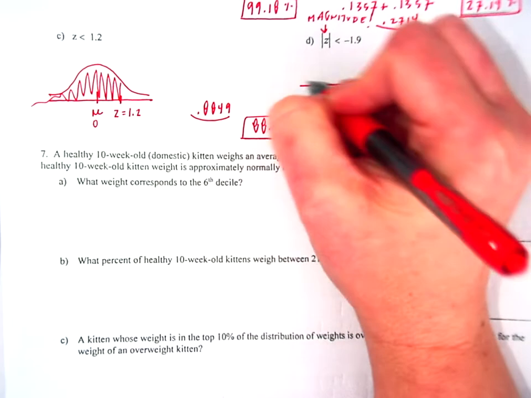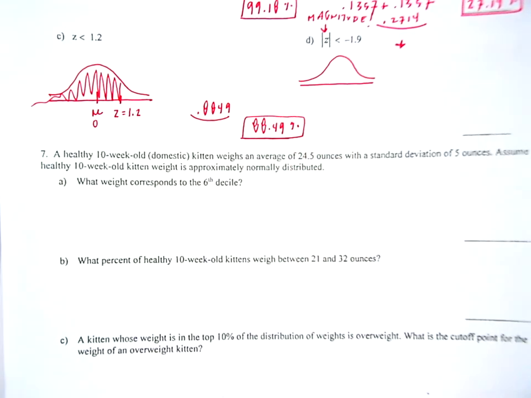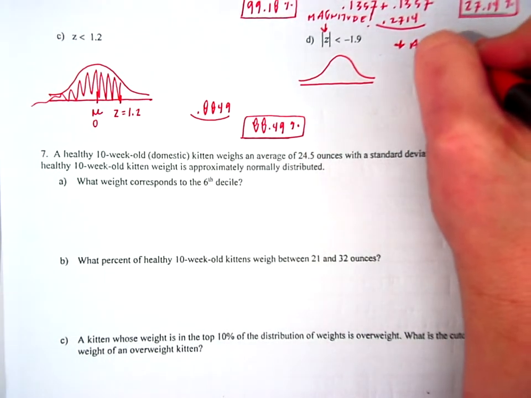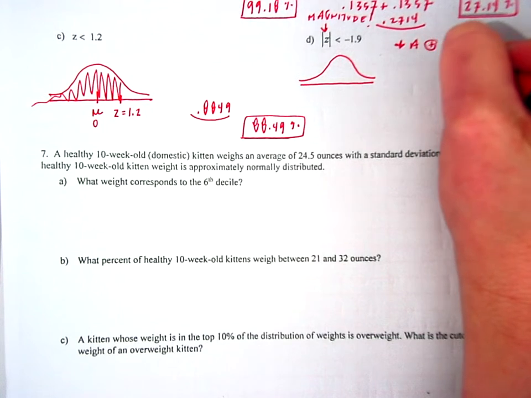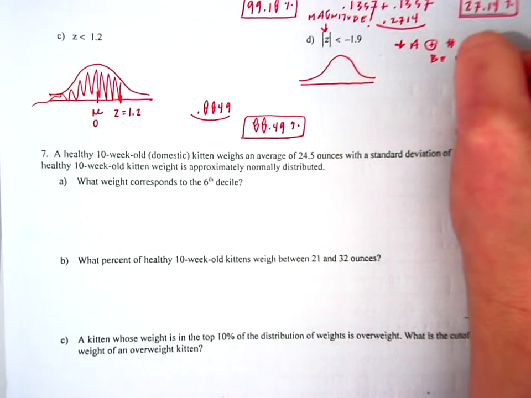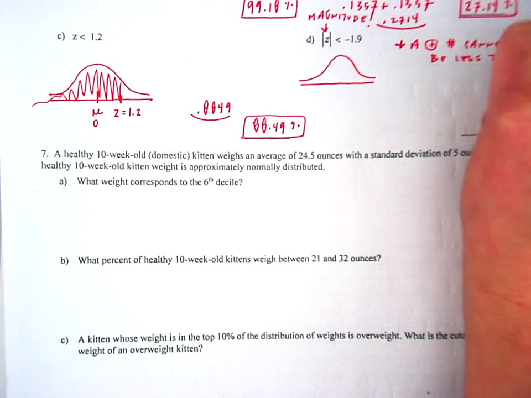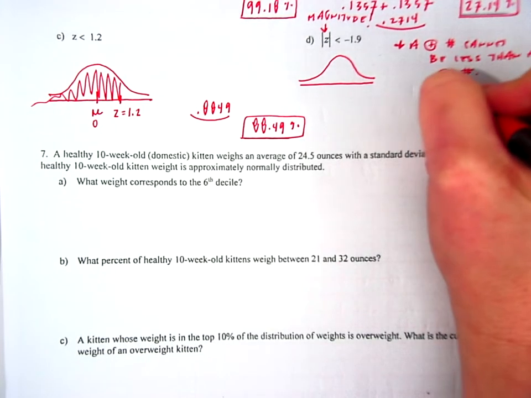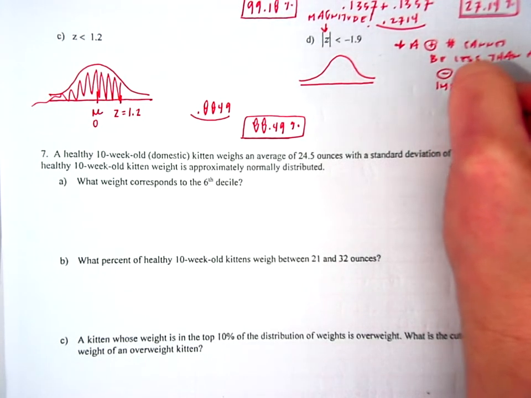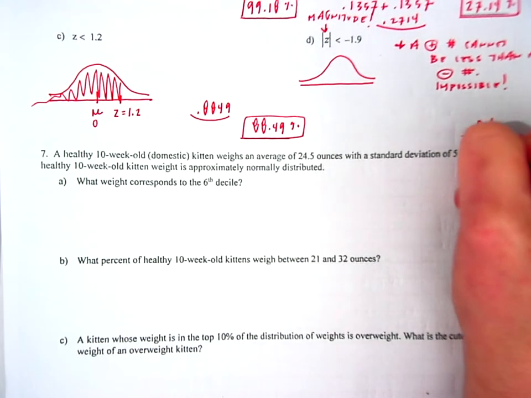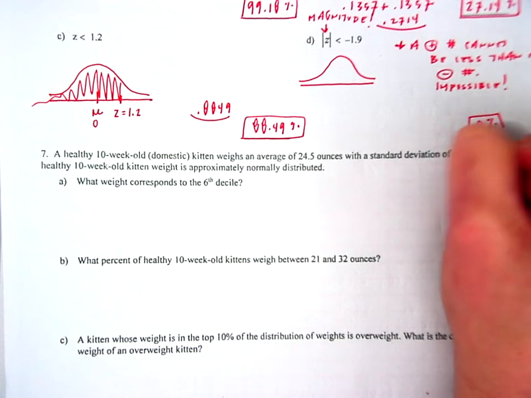Let me draw my curve as well. So here we're saying a number that is forced to be positive cannot be less than a negative number. That would be impossible. So I would have nothing shaded underneath my curve, and that would give me 0% right there.